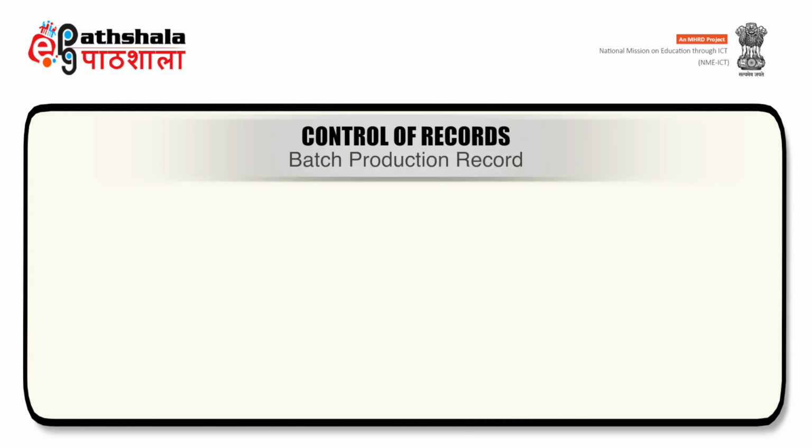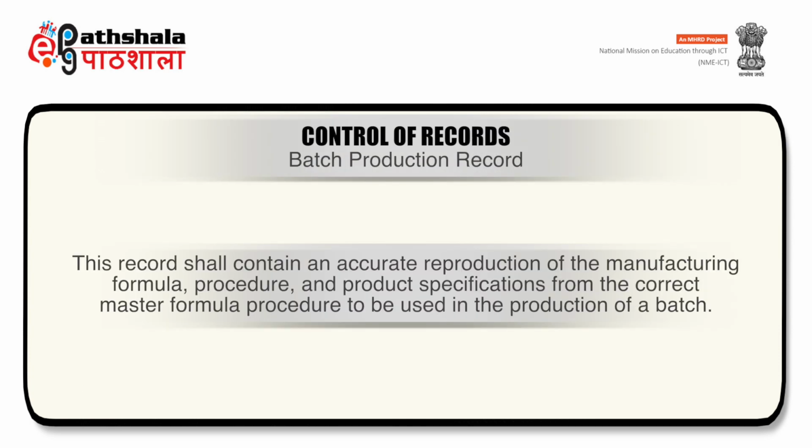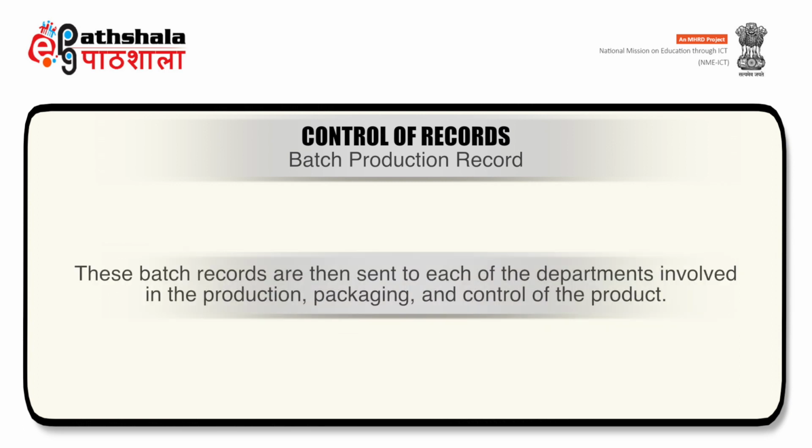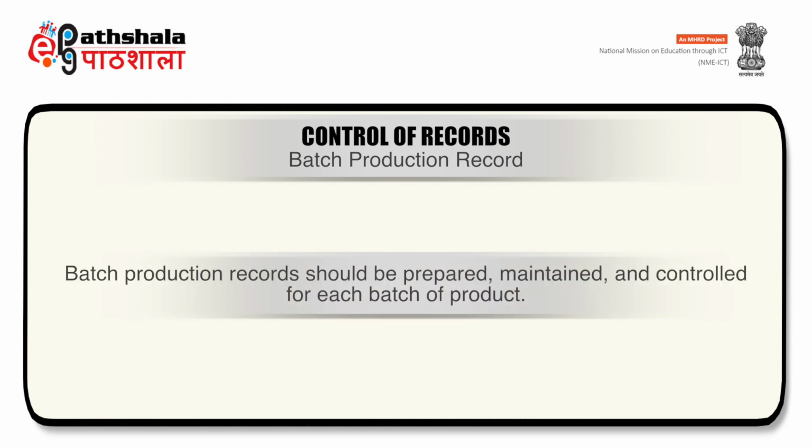Now the batch production record. This record shall contain an accurate reproduction of the manufacturing formula, procedure and product specifications from the correct master formula procedure to be used in the production of a batch. These batch records are then sent to each of the departments involved in the production, packaging and control of the product. Batch production records should be prepared, maintained and controlled for each batch of product.